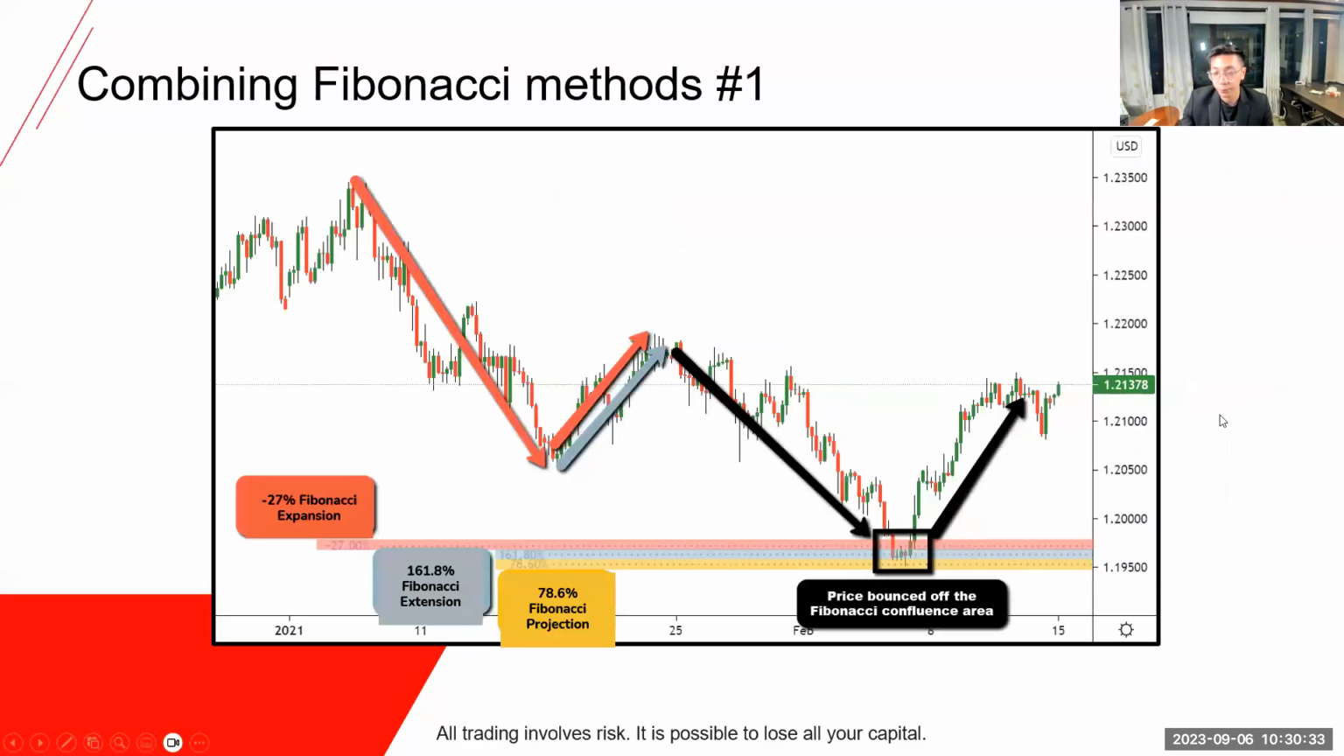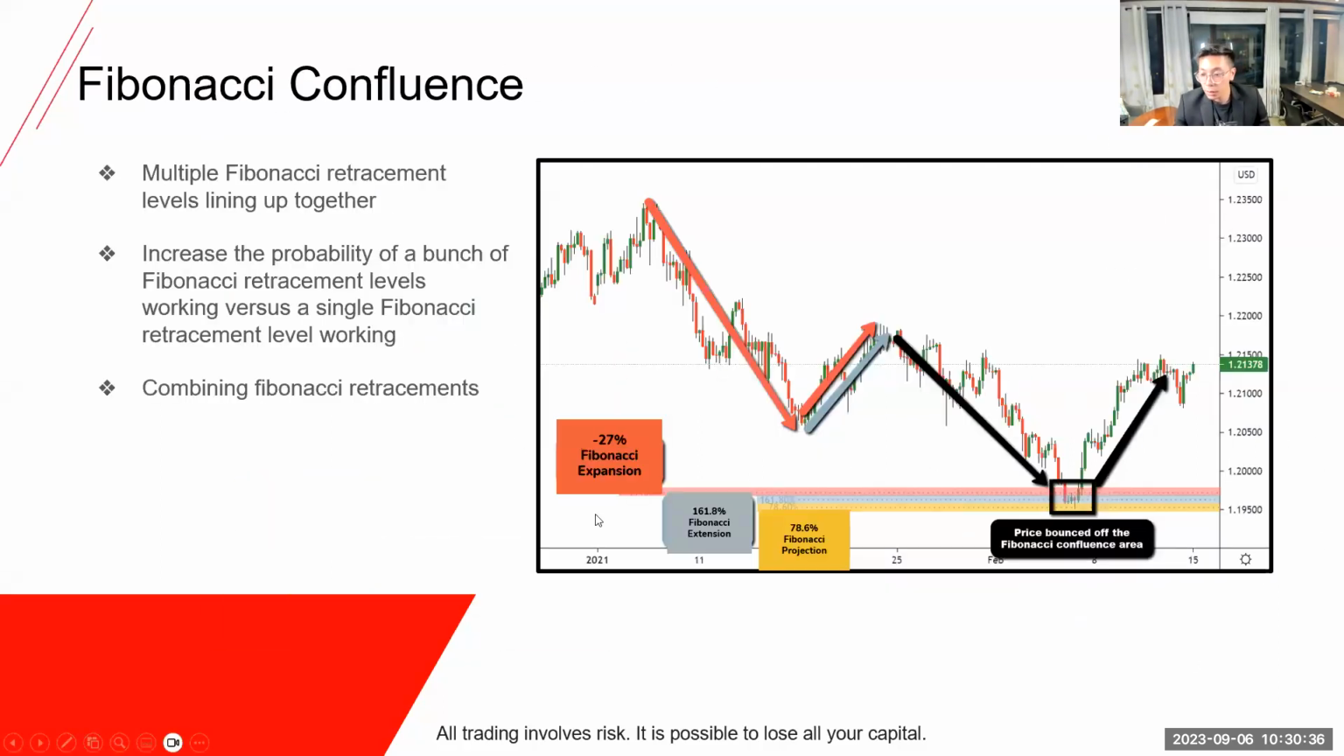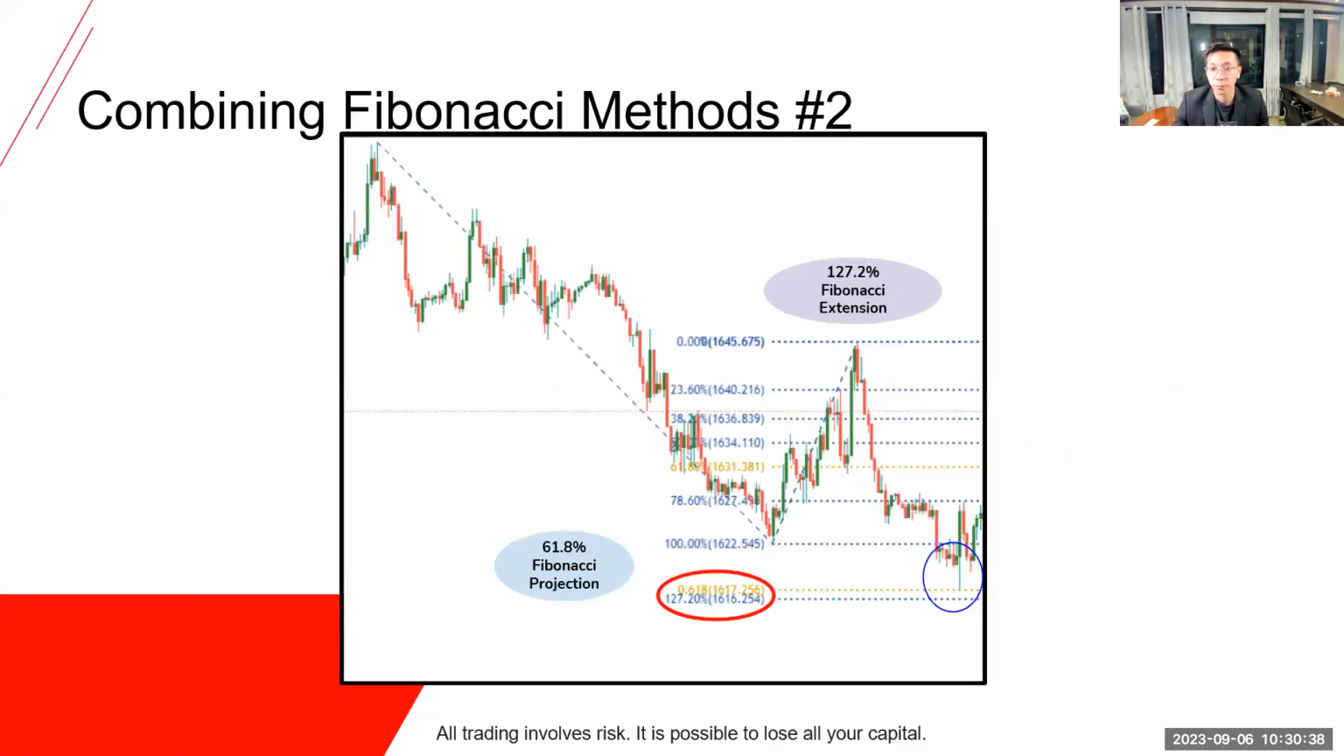Right here, this is the same. The third one will be your 61.8% Fib projection and negative 127.2 Fib extension. You can see right here, you project from this high to this low to this high, and then you can project that price could come to this 61.8% Fib projection level. And then we also have the 127.2% Fib extension level.